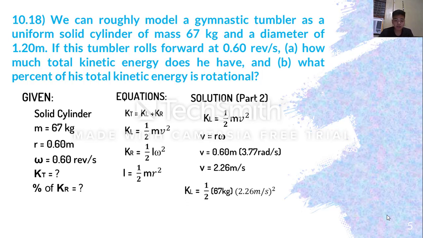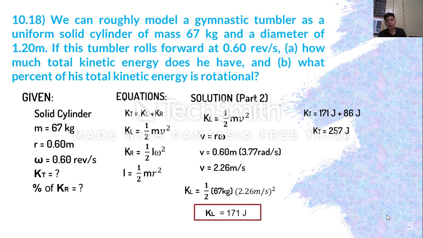The linear kinetic energy is equal to 1/2 times the mass of 67 kilograms times the velocity squared, which is 2.26 meters per second squared, to give us a value of 171 joules. So to get the total kinetic energy, we need to add both the linear and the rotational kinetic energy. 171 joules plus 86 joules will give us a value of 257 joules. That is now our total kinetic energy.